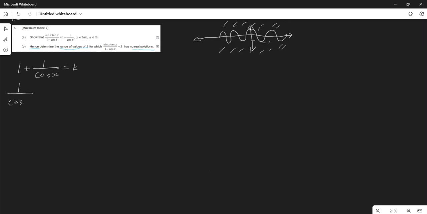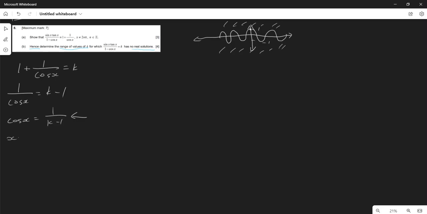So 1 over cosine of x equals k minus 1, which is subtracting 1 from both sides, and then we can multiply by cosine of x and divide by k minus 1. It gives cosine of x equals 1 over k minus 1. And the mark scheme stops here, and that's perfectly fine.